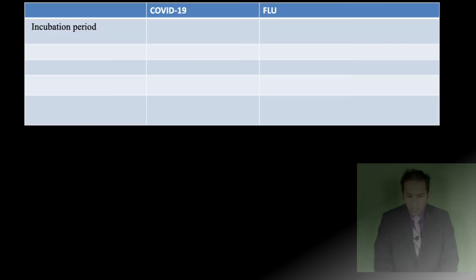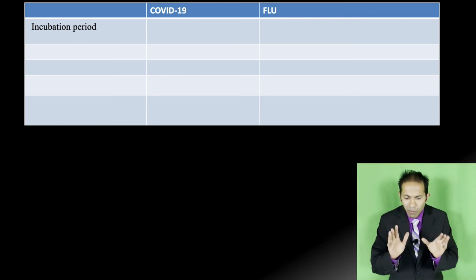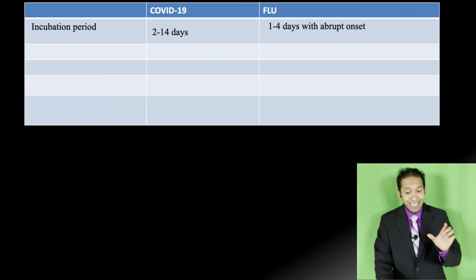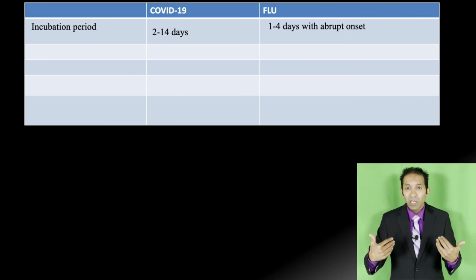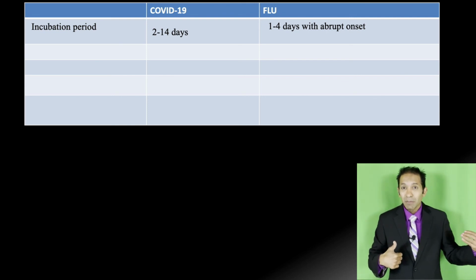Okay, let's go to next slide and discuss a few differences between COVID-19 and flu. Incubation period of COVID-19 is 2 to 14 days. For flu, it is 1 to 4 days with abrupt onset. Now incubation period for COVID-19 will vary depending on viral load. So if a person is exposed to high viral load, they can have symptoms immediately.